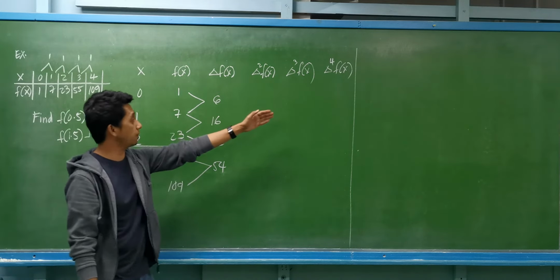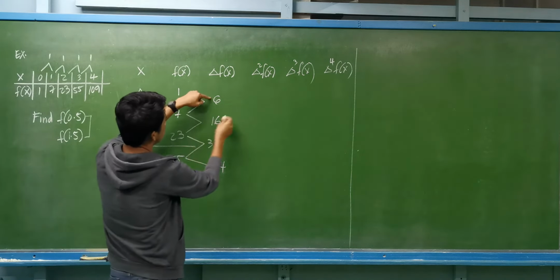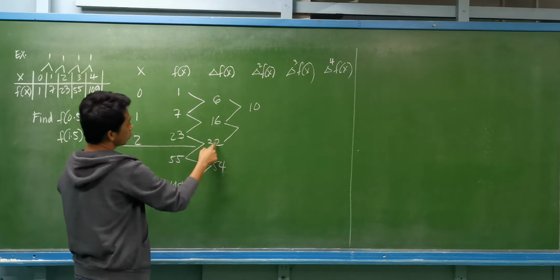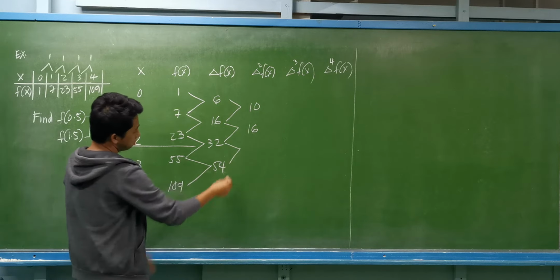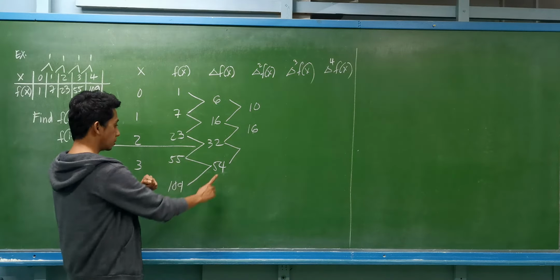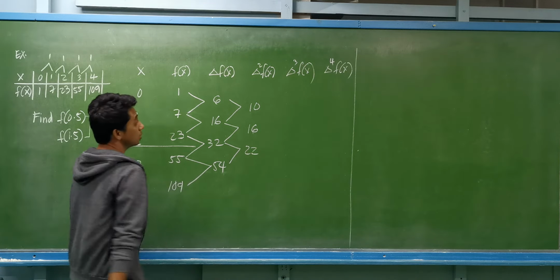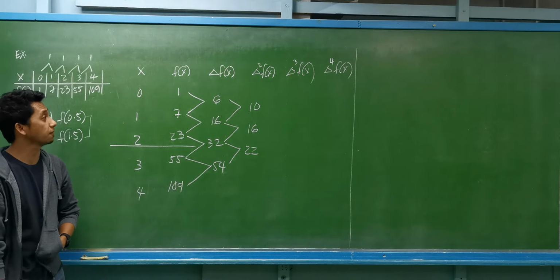Then for the next differences, we just repeat the process. This is 16 minus 6, which is 10. 32 minus 16 is 16. Then we have 54 minus 32, which is 22. So those will be the values for the delta squared f of x.